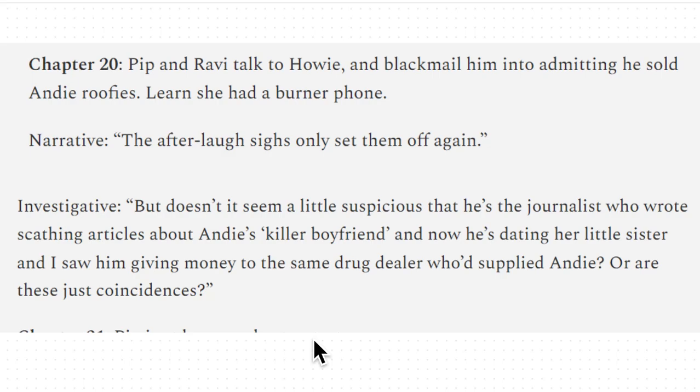The investigative last line is, but doesn't it seem a little suspicious that he's the journalist who wrote the scathing articles about Andy's killer boyfriend, and now he's dating her little sister, and I saw him giving money to the same drug dealer who'd supplied Andy? Or are these just coincidences?